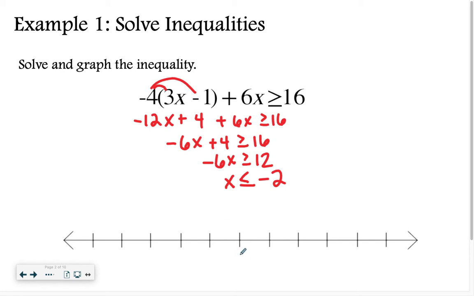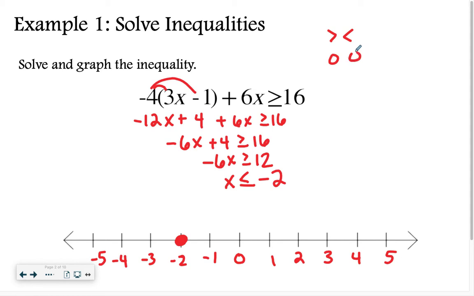Okay, then I need to graph my answer as well. So I'm just going to label my number line here. And I have x less than or equal to negative 2. So at negative 2, I'm going to put a circle. And then I need to stop and think: whenever you have that "or equal to," you always have to fill in your circle. If it was just greater than or less than, you would put an open circle. Okay? All right, and then x is less than or equal to negative 2.